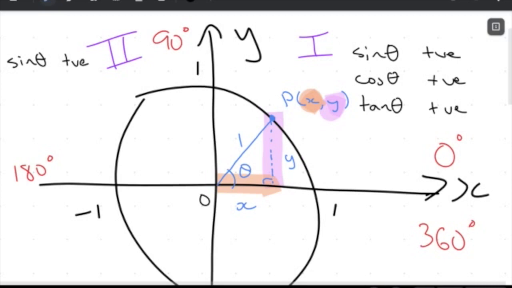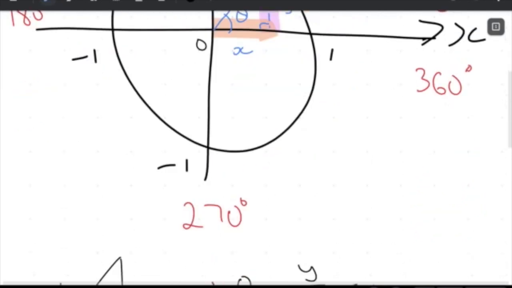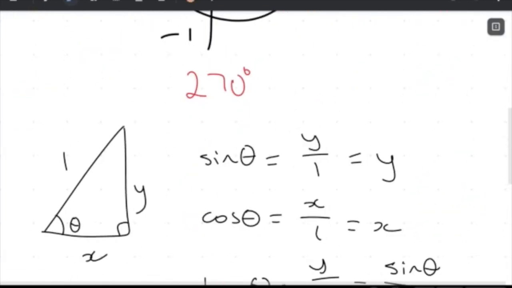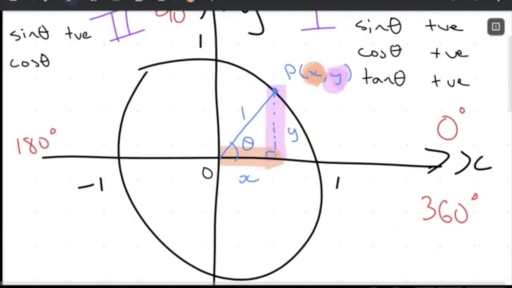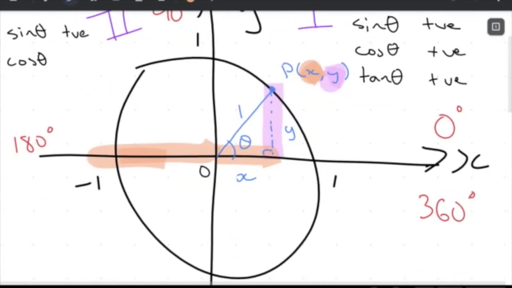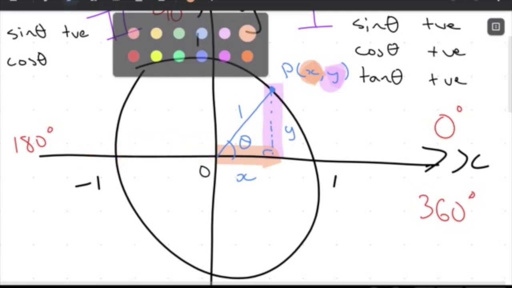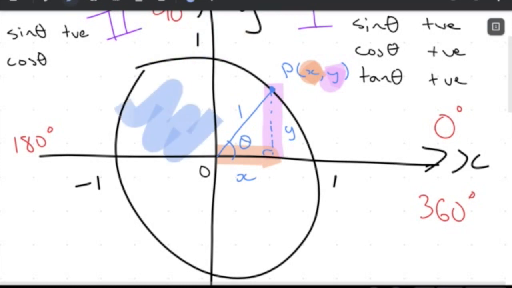Now let's look at what happens with my cos theta, because now we define my cos theta as whatever the x is doing here. So x on this side of the y-axis is negative. So inside this quadrant here, my x is negative. Therefore, my cos theta is going to be negative.